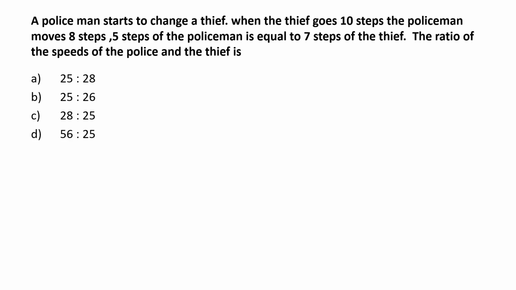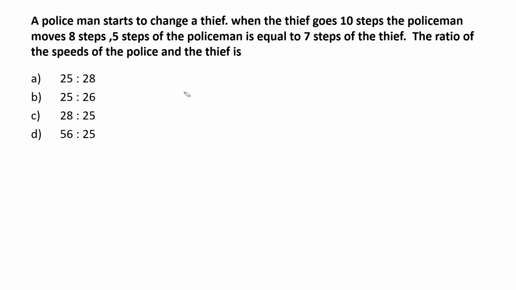The ratio of the speeds of the police to the thief is... Pause the video and read the question again. We need to find the speed ratio of police and thief. The speed ratio of two bodies is nothing but the ratio of the distance traveled by them in a particular unit of time. When time is constant, the speed ratio is equal to the distance ratio.